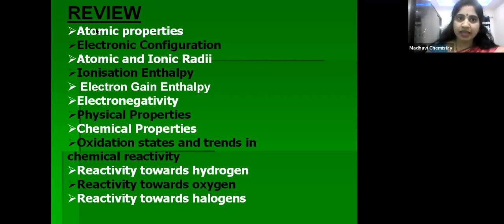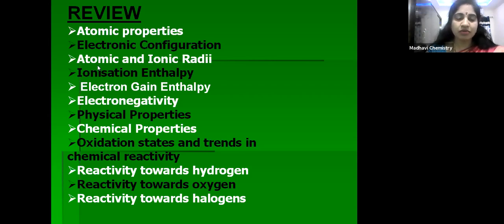In that we discussed atomic properties and electronic configuration. What is the general electronic configuration? ns2 np4 is the general electronic configuration of 16 group elements. 16 group elements are also called chalcogens, which we discussed in the previous session, is it not? How many valence electrons do the 16 group elements have? 6 valence electrons: 2 electrons in the s orbital and 4 electrons in the p orbital, right children?